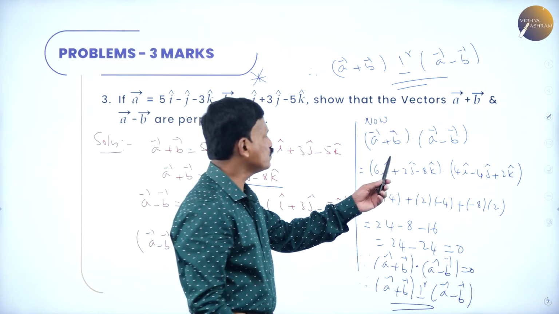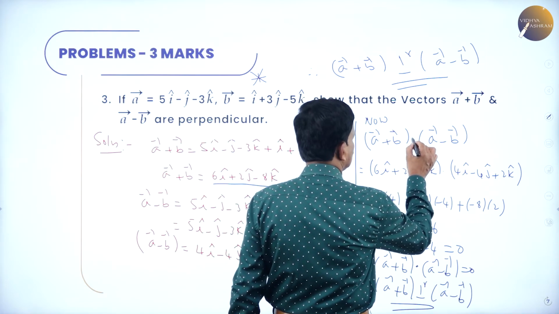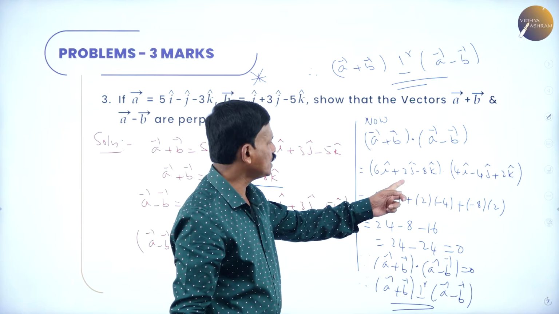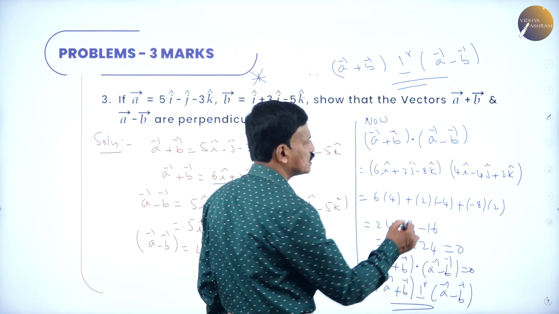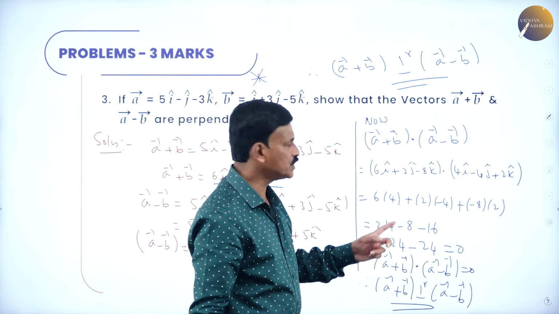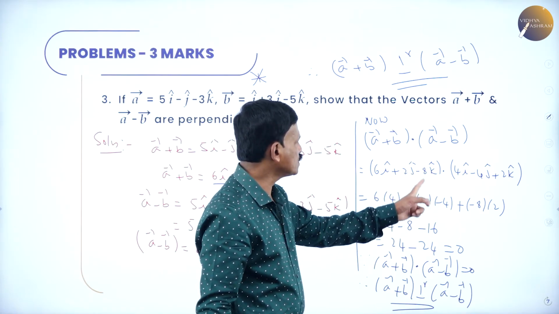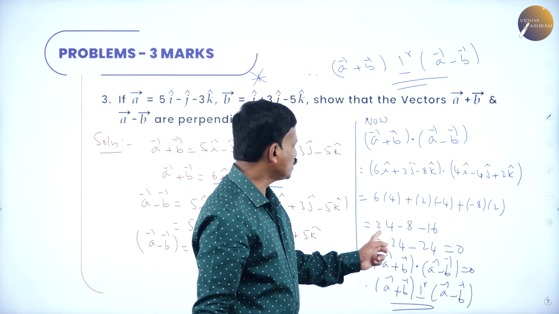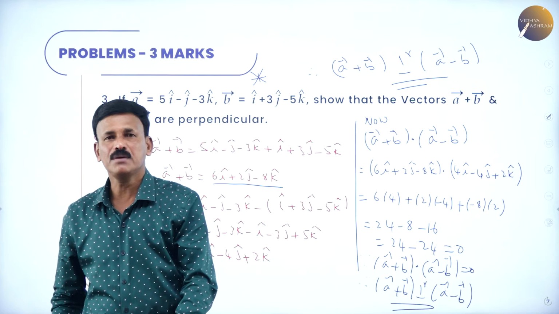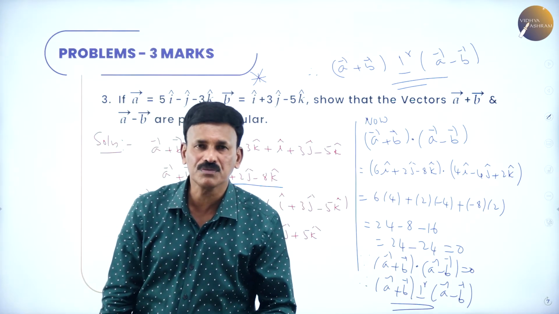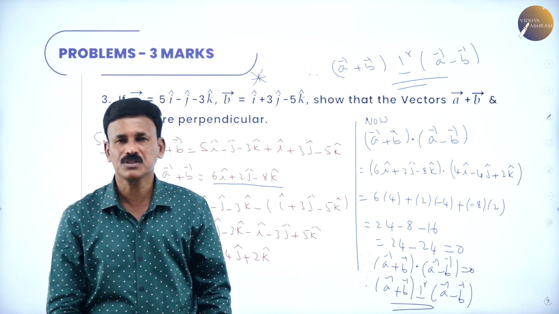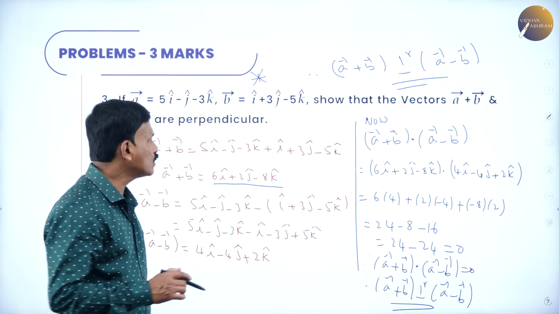Now, find out A plus B dot A minus B, the dot product. A plus B is 6i plus 2j minus 8k, dot 4i minus 4j plus 2k. Then multiply the coefficients: 6 into 4 plus 2 into minus 4 plus minus 8 into 2. You will get 24 minus 8 minus 16. 24 minus 24 is equal to 0. So, A plus B dot A minus B is equal to 0. Therefore, the vector A plus B is perpendicular to A minus B. Okay, that's it. Now, let us come to the next problem.